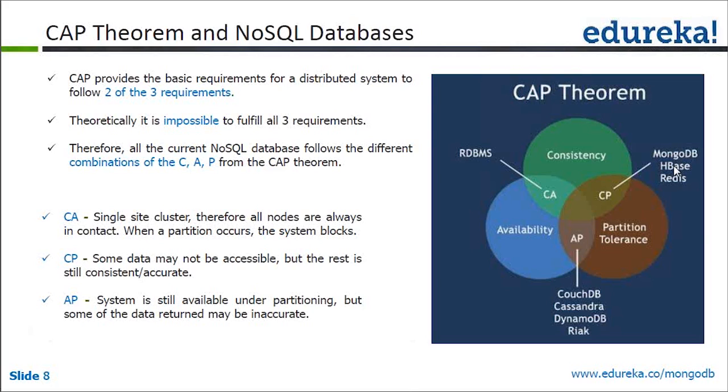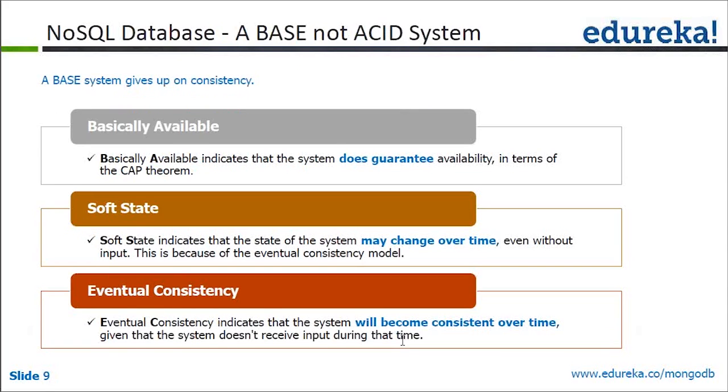In this diagram you can also see where exactly MongoDB falls. MongoDB and HBase fall under consistency and partition tolerance. So as far as availability is concerned, there might be some challenges. But there are also workarounds. Though this is what the theorem says, there are a lot of options they give you as far as availability is concerned. We'll see those things as well.